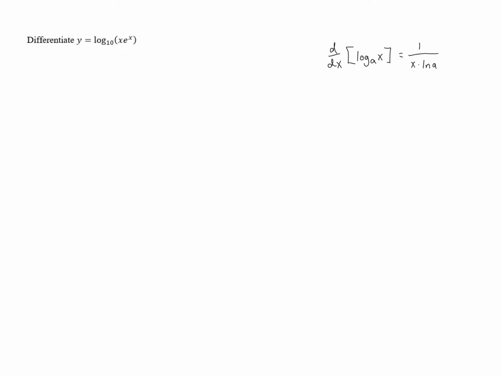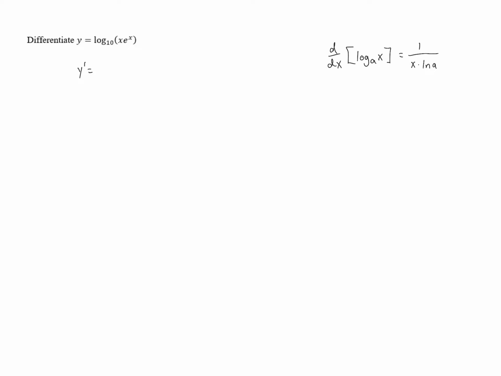So for this particular function, we're going to have to use that formula. We're also going to have to use the chain rule because this is a composition of functions. And we're going to have to use the product rule inside. So there's a few different rules and formulas we're using, but let's go through it one at a time.